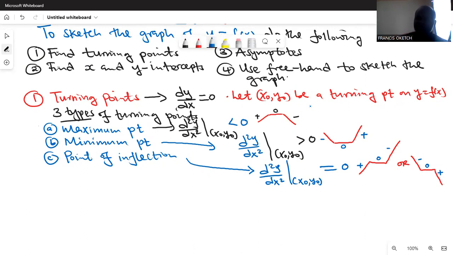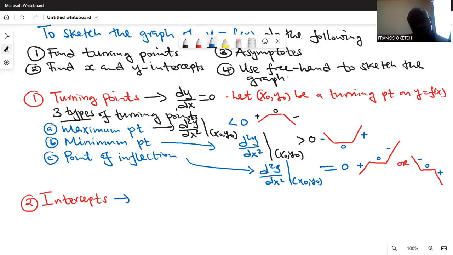So having discussed turning points, let me see whether we can have an example. But I don't think so, because we look at an example when we are now sketching a graph where we need to apply these concepts. So the next thing is intercept. Let me explain what I mean by intercept. So the second item that you need to find is intercepts. What do we mean by an intercept?